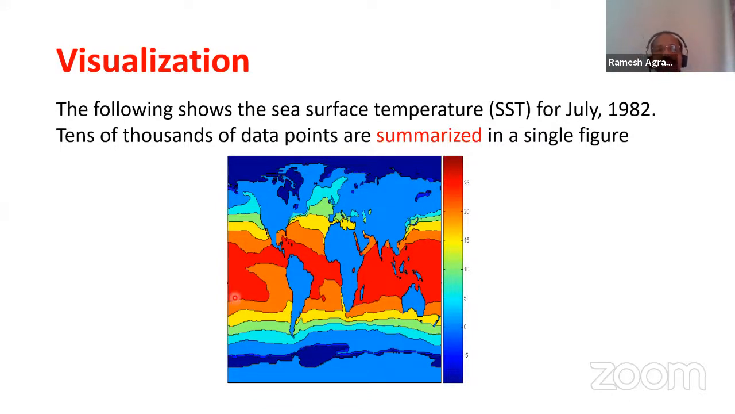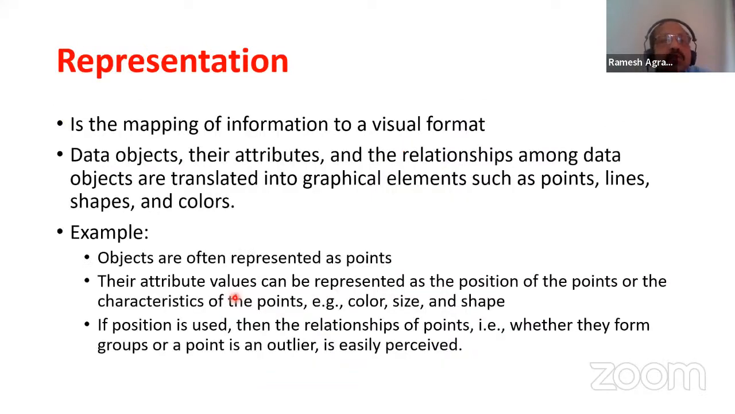So through one image itself, you are able to analyze how the temperature is varies across different countries of the world. Okay. Now, while you show such kinds of images or tables or different histograms, the important point is representation. It is the mapping of information to a visual format.